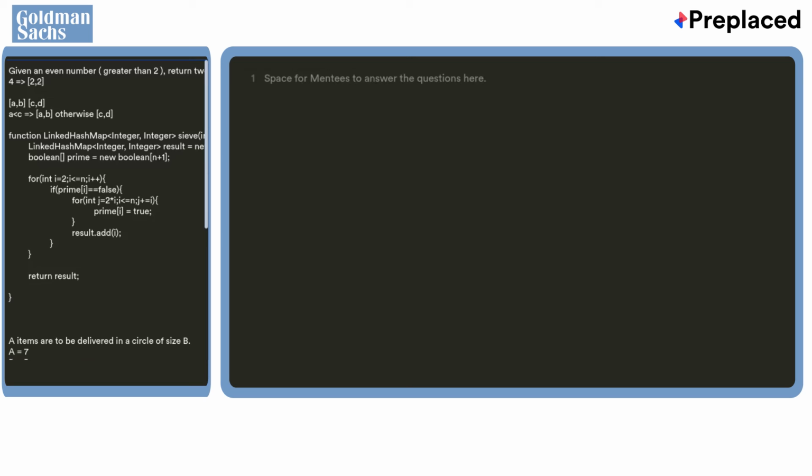Okay, and if A is 4 and B is 5? Sir, then the answer will be 4. So what we are doing is A modulus B, 4 modulus 5, right? Yes. Okay.